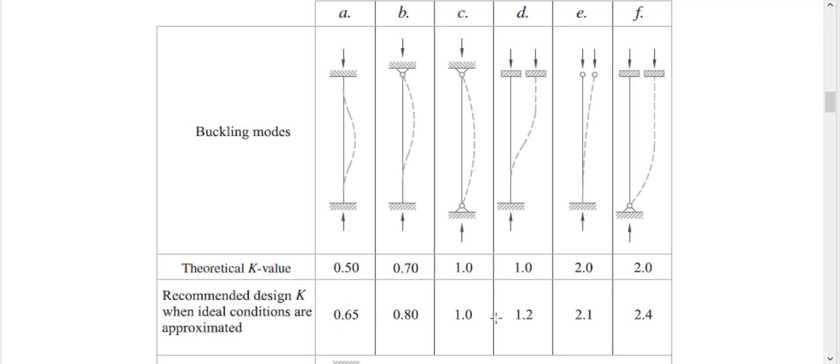Okay, so we will see it is the same thing for all kinds of column. This column is fixed here, pin here, and it cannot move this way. So for this kind of column K is 0.70, and the design K value is 0.8. Now how to identify? Even more, I have more columns here. Both ends are fixed. Here is something exceptional. It is fixed, but what is happening? It can move.